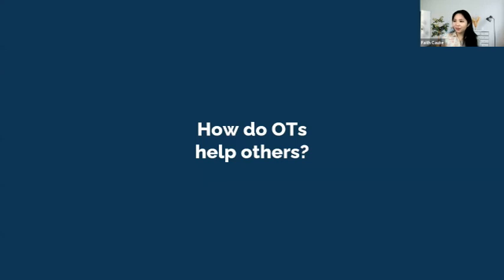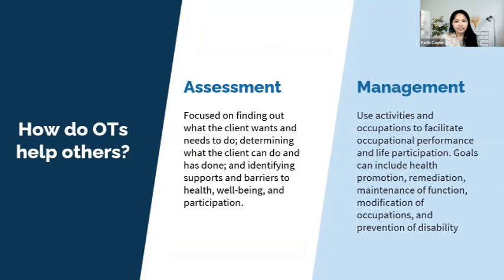So here we answer the question. Now that you have an idea, what is the scope of OT? How do OTs help others? So in general, when it comes to assessment, the goal is to build an occupational profile of the client to identify the occupations that they want to target during intervention, and to determine the causes of occupational disruption, or why they're unable to do the occupations. So we're going to look at the PEO factors and see, where is the breakdown happening? Is it the person? Are they unable to reach? For example, do they not have the muscle strength or the cognitive skills needed to do an activity?